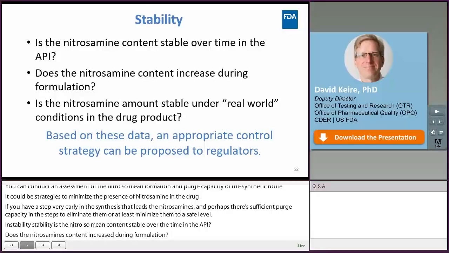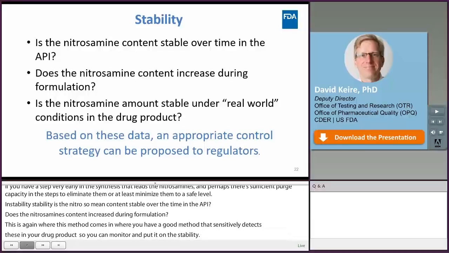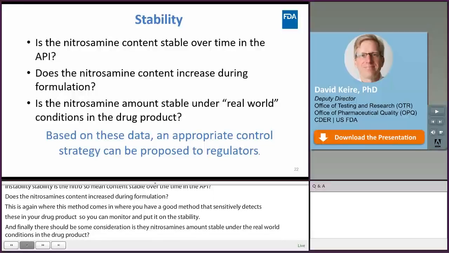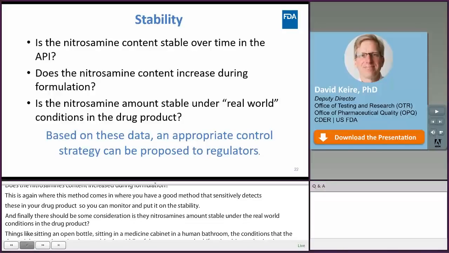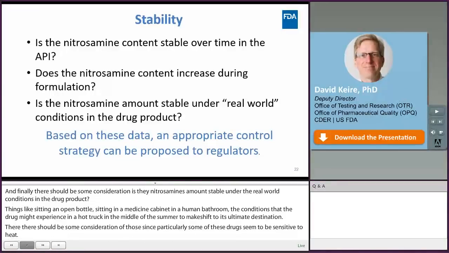And finally, there should be some consideration: is the nitrosamine amount stable under real-world conditions in the drug product? Things like an open bottle sitting in a medicine cabinet in a human bathroom, the conditions the drug might experience in a hot truck in the middle of the summer or being shipped to its ultimate destination. There should be some consideration of those, since particularly some of these drugs seem to be sensitive to heat. So again, those are just examples. Based on these data, an appropriate control strategy can be proposed for regulators, and hopefully assure the safety of the drug.